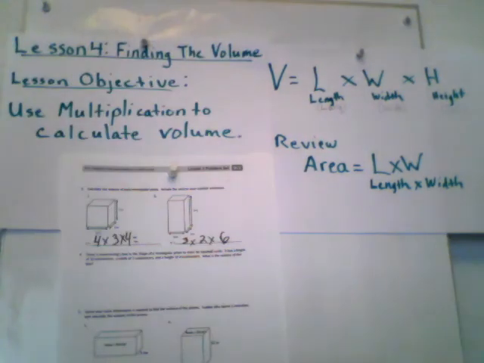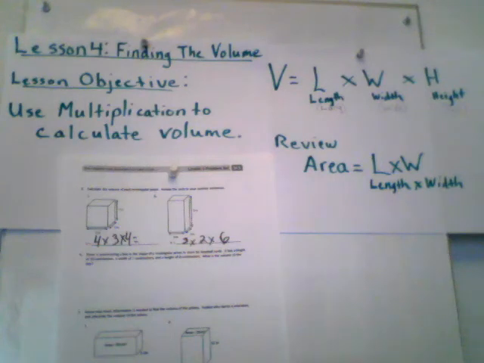Number 4 says, Tyrone is constructing a box in the shape of a rectangular prism to store his baseball cards. It has a length of 10 centimeters, a width of 7 centimeters, and a height of 8 centimeters. What is the volume of the box?